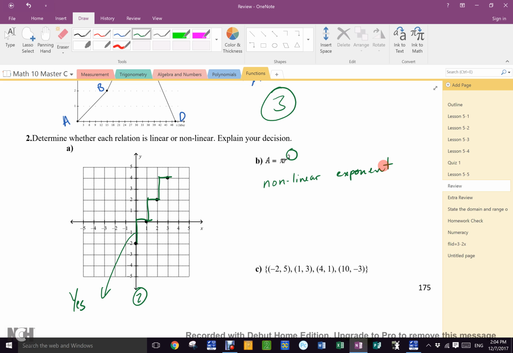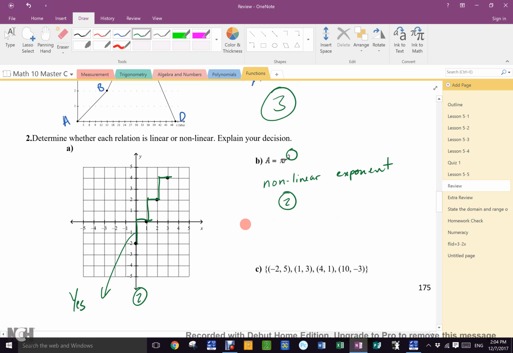Third time, how much is it going to go up? Third time, x is 3. 3 squared means it's going to go up to 9. Fourth time, we go to 16. Picking up what I'm putting down? Do you understand now? Here's why.